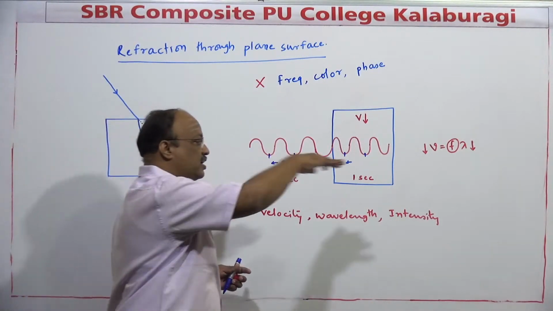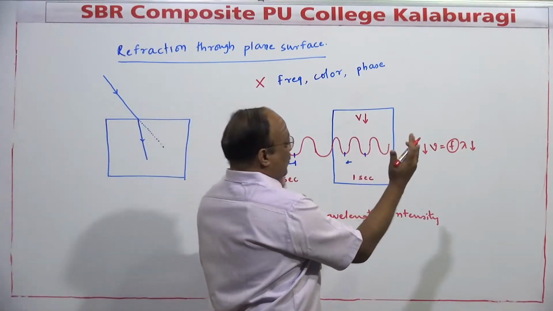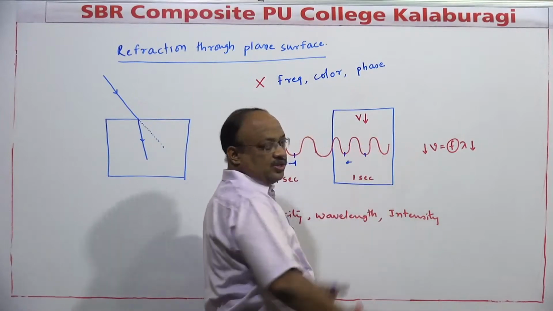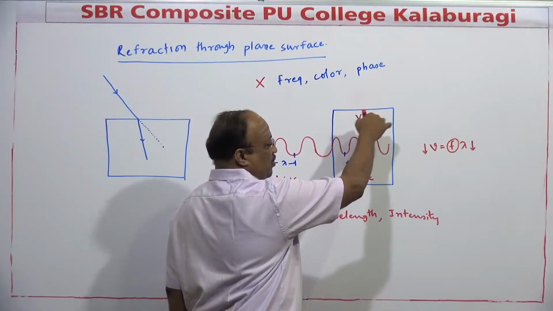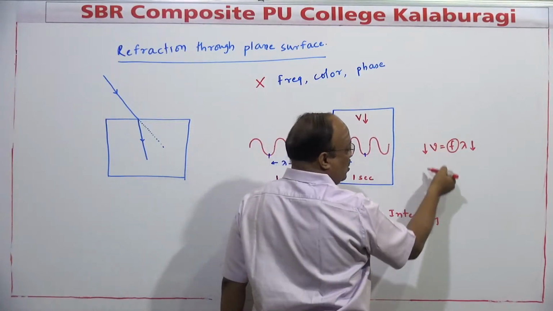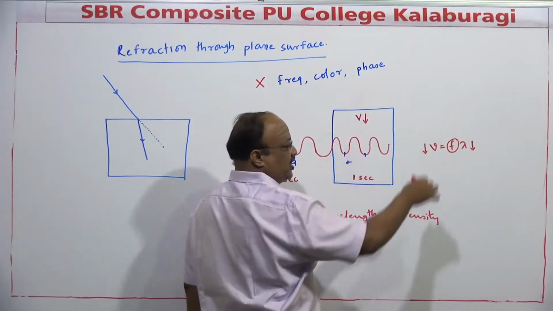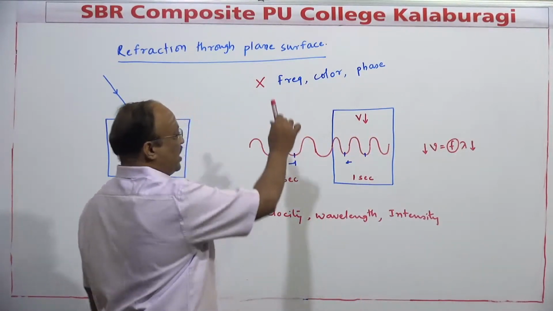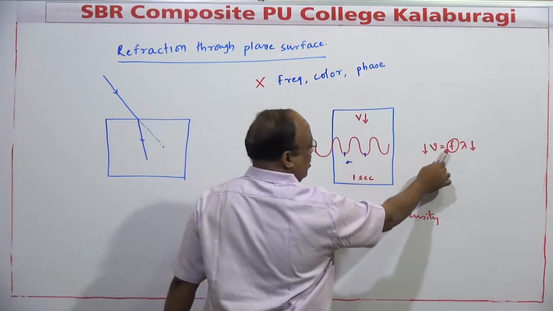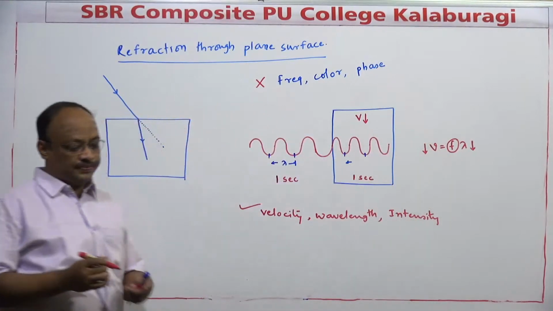As soon as it enters the other medium, the wave appears as if it is compressed. Wavelength is decreasing. Velocity decreases by some fold, and by the same fold the wavelength decreases. Because of that, frequency does not change.